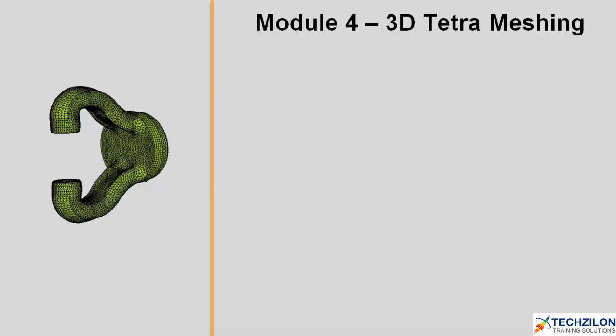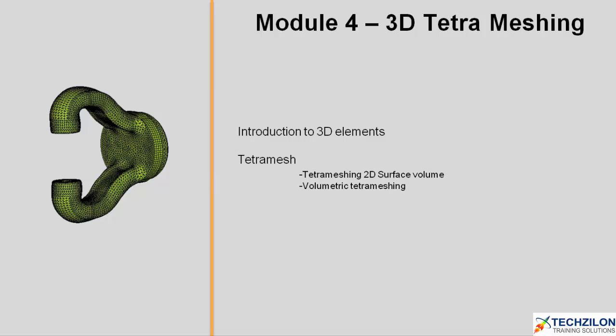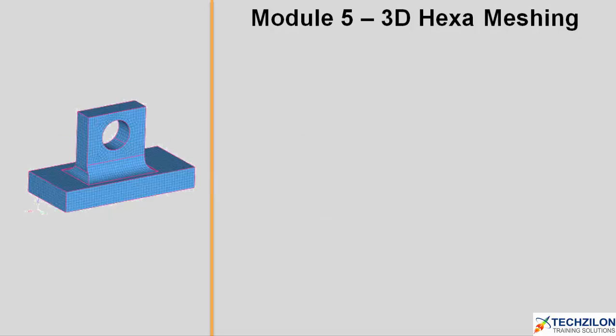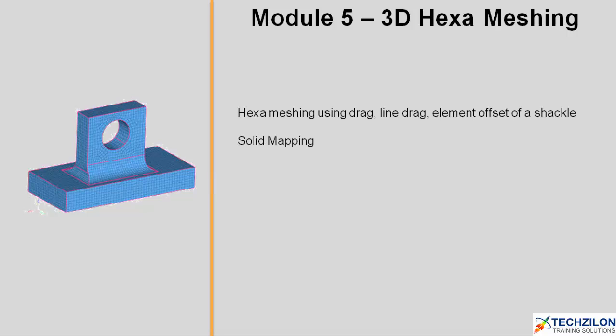In Module 4, you'll be learning 3D Tetra Meshing. Here you will be introduced to 3D elements, and under Tetra Meshing you will learn Tetra Meshing of 2D surface volume, volumetric Tetra Meshing, setting Tetra Meshing parameters, and refining a Tetra Mesh. In Module 5, you will learn 3D Hexa Meshing. Here you will learn Hexa Meshing using drag, line drag, element offset of a shackle, solid mapping, multi-solids, and linear solids.